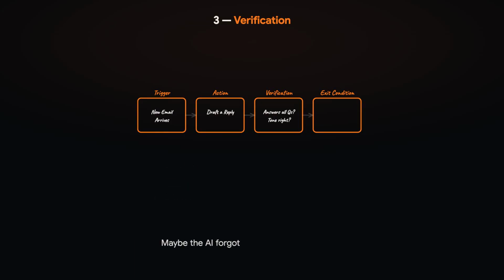Maybe the AI forgot one question in the email. Maybe the reply sounds too formal. Maybe it misunderstood what the sender meant. Verification catches those issues before the process finishes. Here's the key idea. AI is good at producing drafts. Verification decides whether those drafts are good enough.